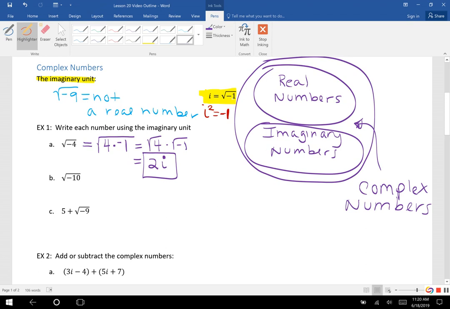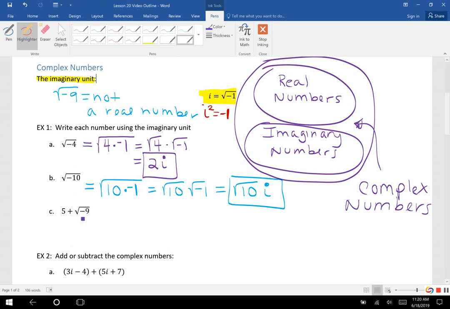In fact, anytime you have a negative underneath a radical, you can think of it as turning into an i. So in example B, square root of -10, I'm going to think of that as square root of 10 times -1. So I've got root 10 times root -1. I cannot simplify that square root of 10, so that just stays as root 10. But my square root of -1 turns into an i. So example B is root 10 i. The negative just turns into the i.